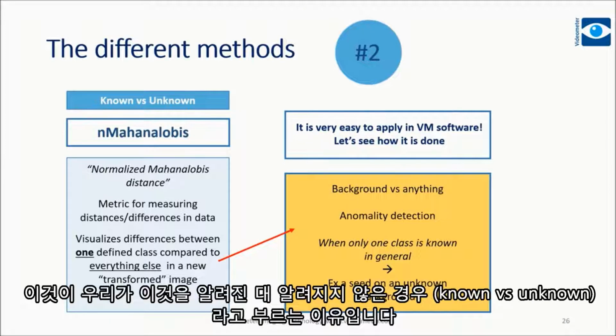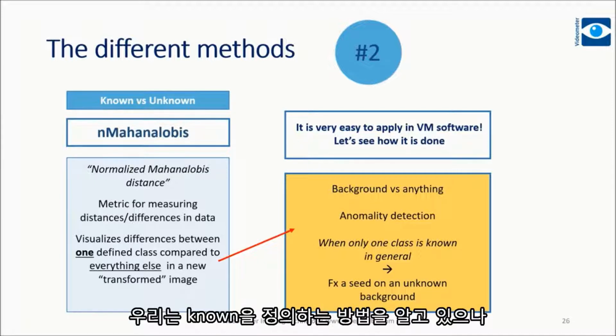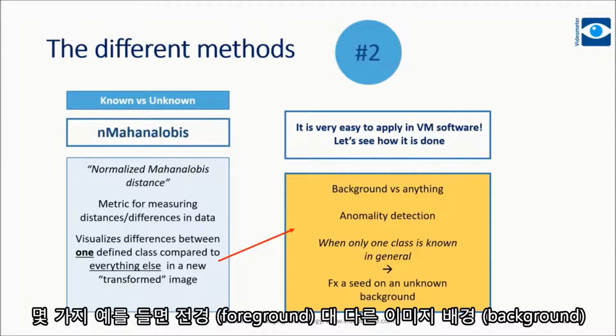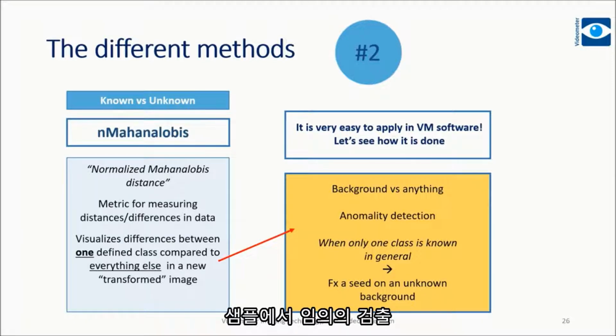This is why we call this the known versus unknown case. We know how our defined class looks, hence called known, but not in what context or with what other objects or background we might be viewing it. Some example use cases could be foreground versus any imaginable background, anomaly detection in a sample, or product in an unknown background.